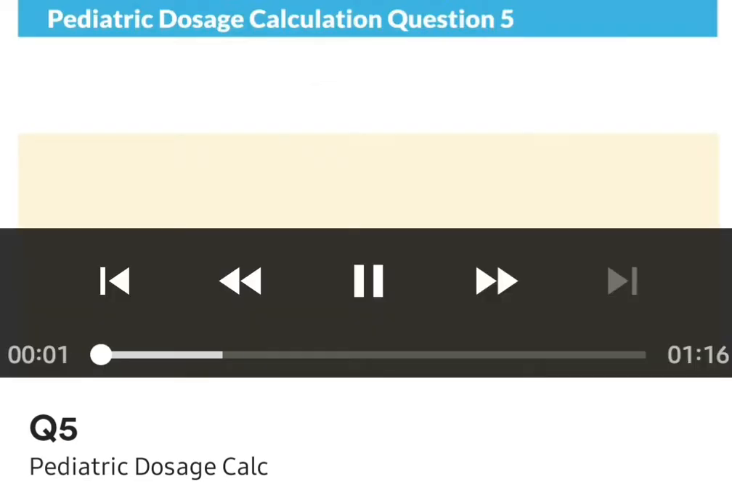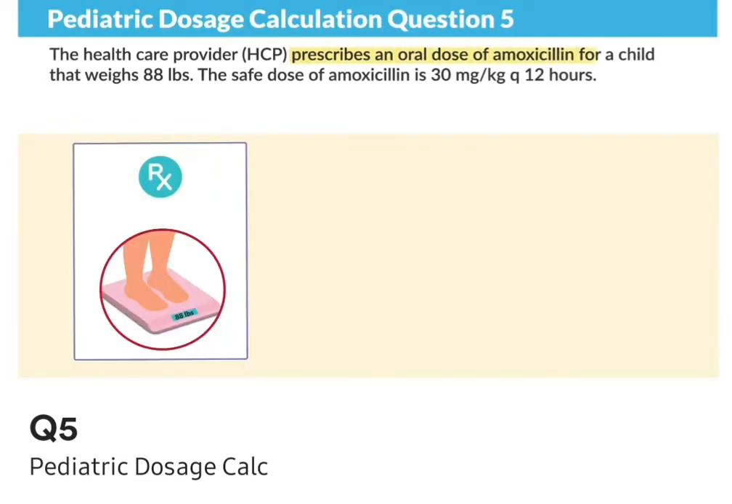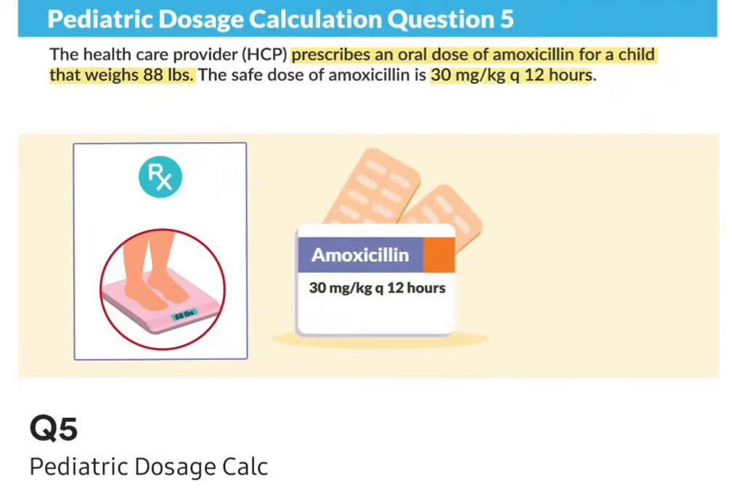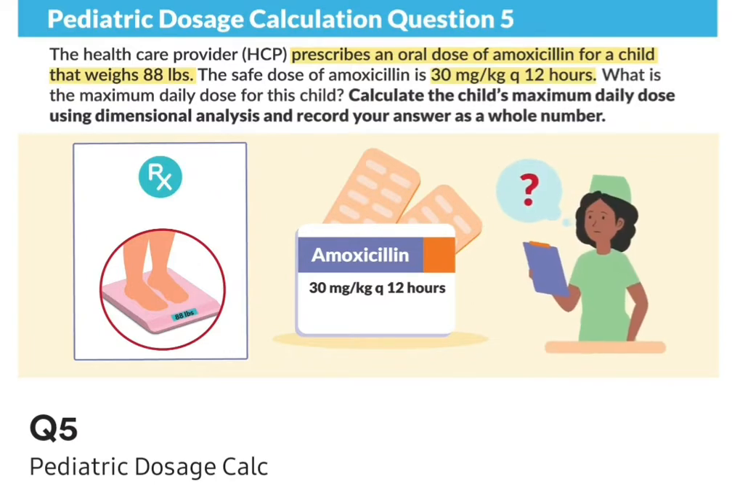Now for question 5, the provider prescribes an oral dose of amoxicillin for a child that weighs 88 pounds. Now the safe dose of amoxicillin is 30 milligrams per kilogram every 12 hours. So what is the max daily dose for the child here?